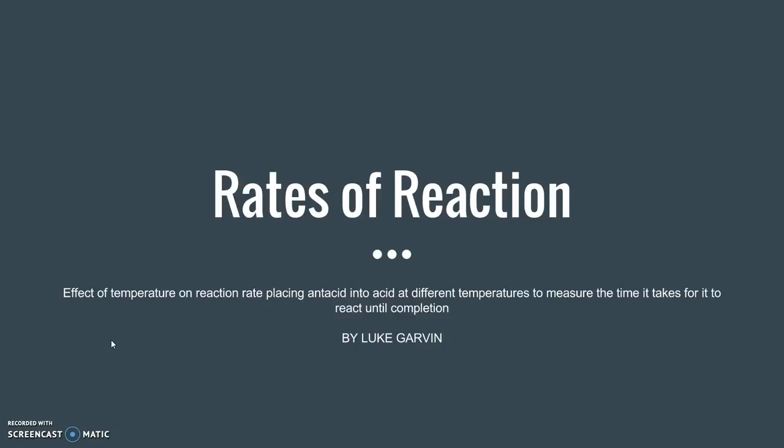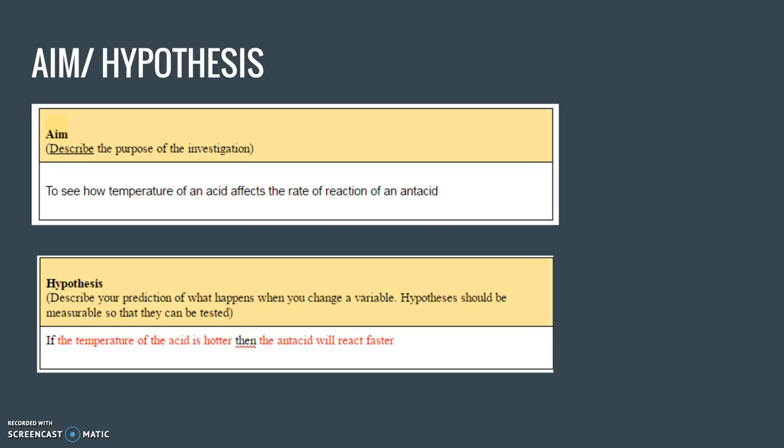Rates of reaction. Effect of temperature on reaction rate. Placing an antacid into an acid at different temperatures to measure the time it takes for it to react until completion, by Garvin. The aim of this experiment is to see how the temperature of an acid affects the rate of the reaction of an antacid. The hypothesis of this experiment is if the temperature of the acid is hotter, then the acid will react faster.